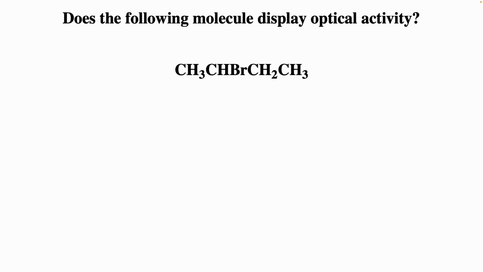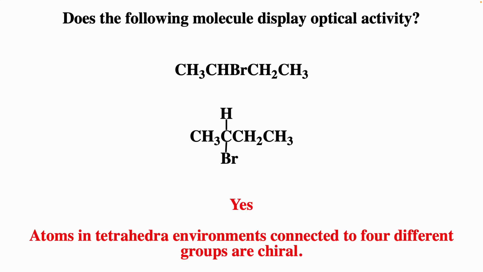Does the following molecule display optical activity? Again, you're looking for 4 different groups. So you have to draw the Lewis diagram. We see that this carbon is attached to a hydrogen, a bromine, a methyl, and an ethyl. And so that would be optically active. It is chiral.